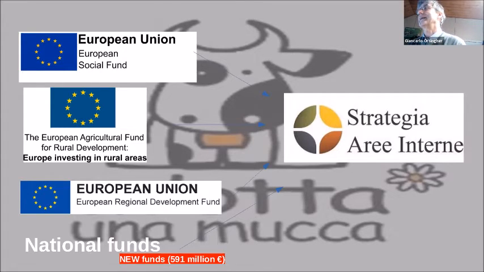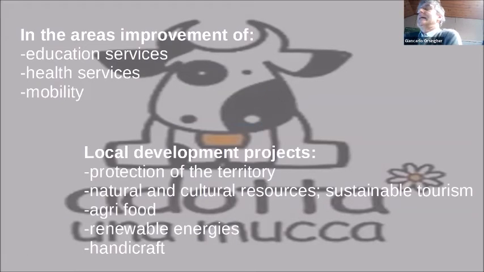What is the strategy? The objective of this strategy is to improve the educational services, the health services, and the mobility in some areas of Italy that have particular characteristics. And the improvement in these three sectors is realized through some local development projects related to the protection of the territory, the natural and cultural resources, sustainable tourism, agri-food, renewable energies, and handicraft.